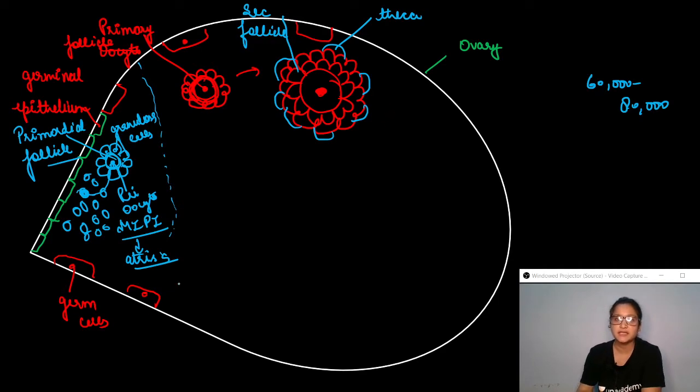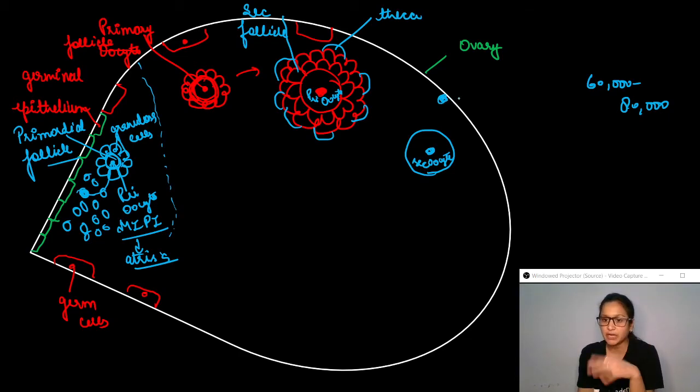The secondary follicle changes into a tertiary follicle. When the secondary follicle changes into a tertiary follicle, you can see that meiosis 1 gets completed. The primary oocyte now changes into a secondary oocyte, and one small polar body is also formed that later on degenerates. One polar body is formed before fertilization, and the other polar body in the female is formed after fertilization. So this is the secondary oocyte.